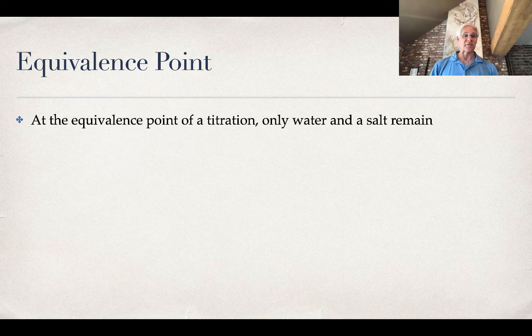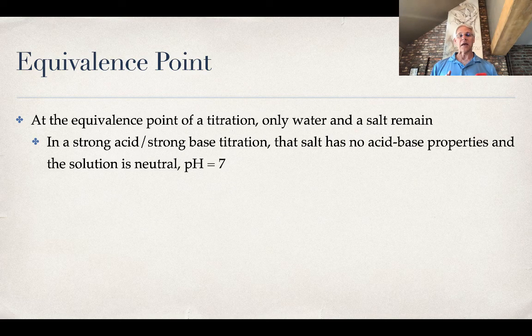So here it is typed out. At the equivalence point of a titration, the only things you have left are water and a salt. Now, in a strong acid, strong base titration, the salt that is left is made of the conjugates of a strong acid and a strong base. And as we know, the conjugates of strong acids and strong bases have no acid-base properties. And so the salt formed in that type of titration also has no acid-base properties, and so the solution is neutral. You have formed water and a neutral salt, and so your pH there will be 7.